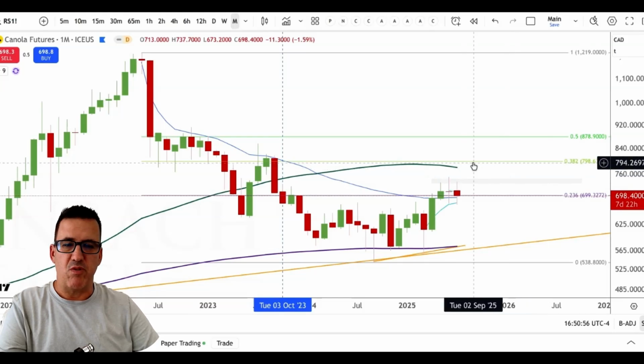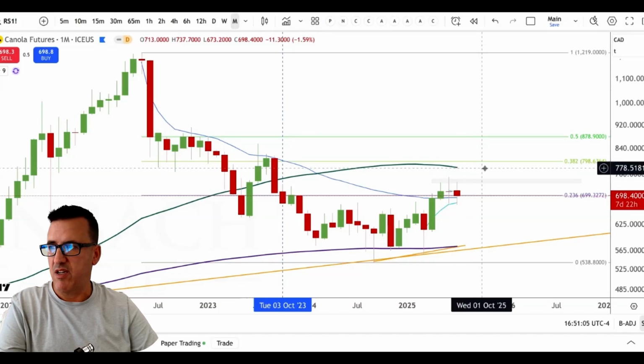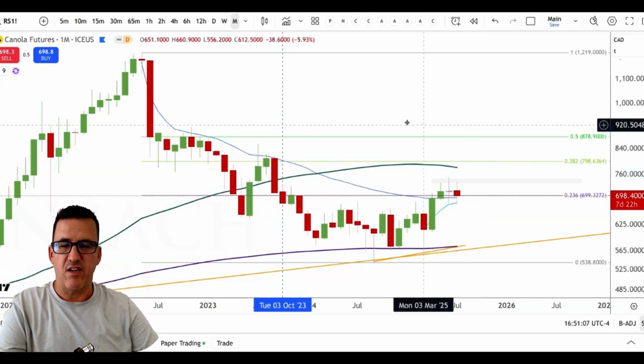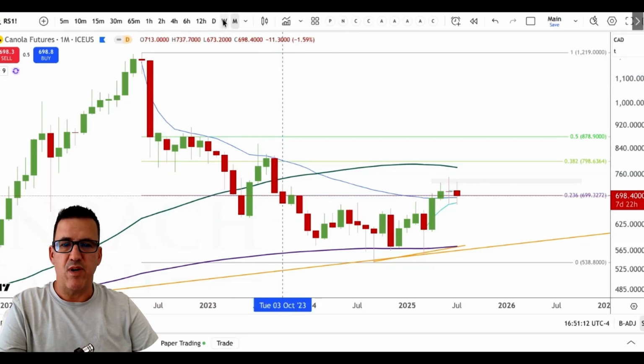You look for some possible resistance overhead. I have the 700 or 800 level and this 50-month moving average up around 775, 780. So I've been talking 780, 800 for quite some time, and it's not happening as quick as I would like it, but nonetheless, I think it's still in the works.